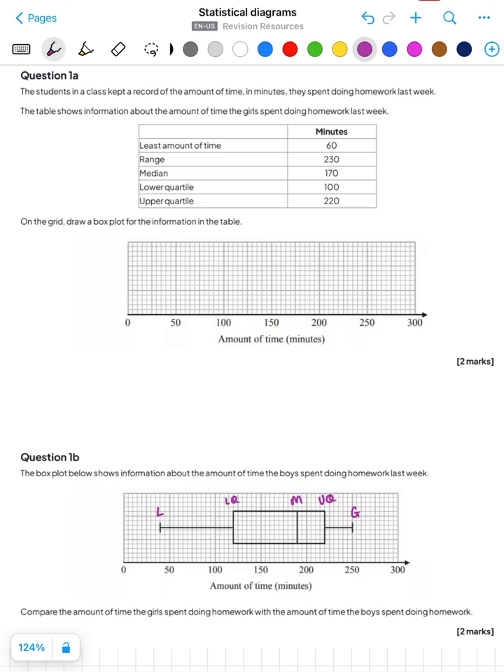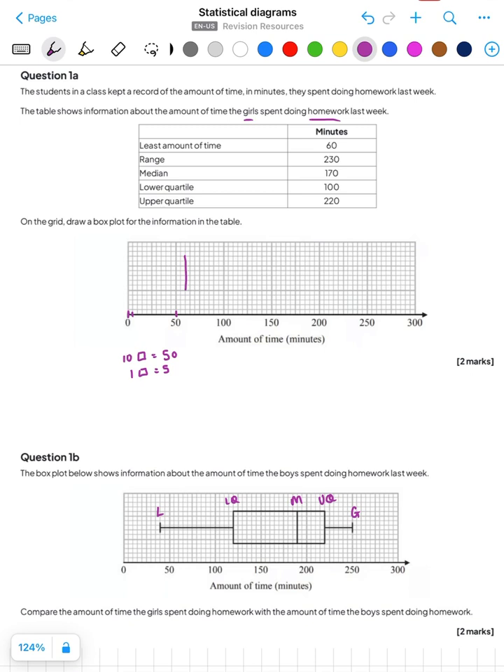So this is the amount of time girls spent doing homework last week. So just to make a note of how to work out what each box represents. Here we have a total of 10 little boxes that represents 50 minutes. So every one small box represents 5 minutes. So here is 50, which means 60 minutes goes here.